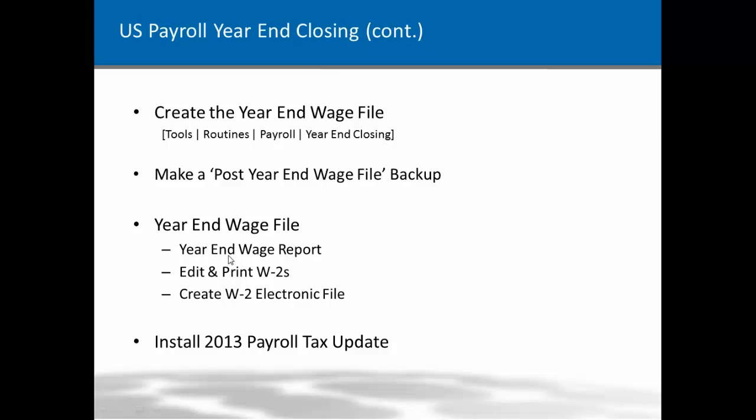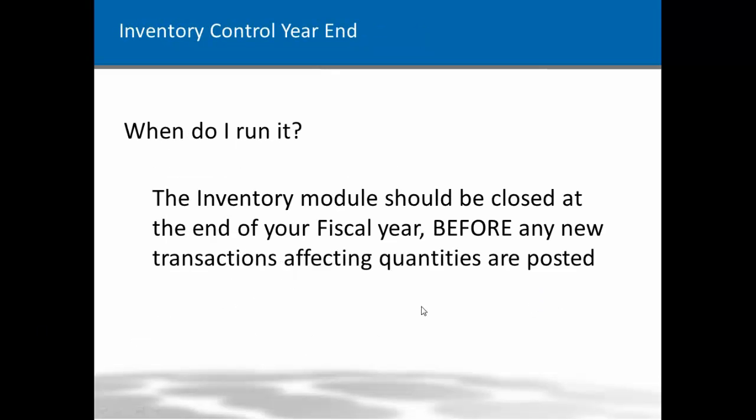So what that does is the year-end wage file is the year-end wage report. You can edit and print your W-2s and create your W-2 electronic files. After that is complete, then you want to install your 2013 payroll tax updates that you can download from CustomerSource. And like I said, after we run through these slide decks, I'll start back through and we'll show you where those are on CustomerSource.